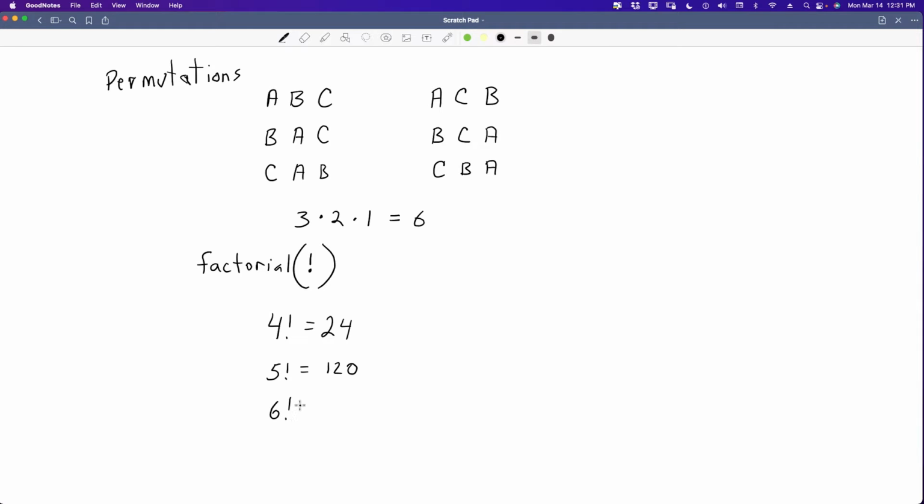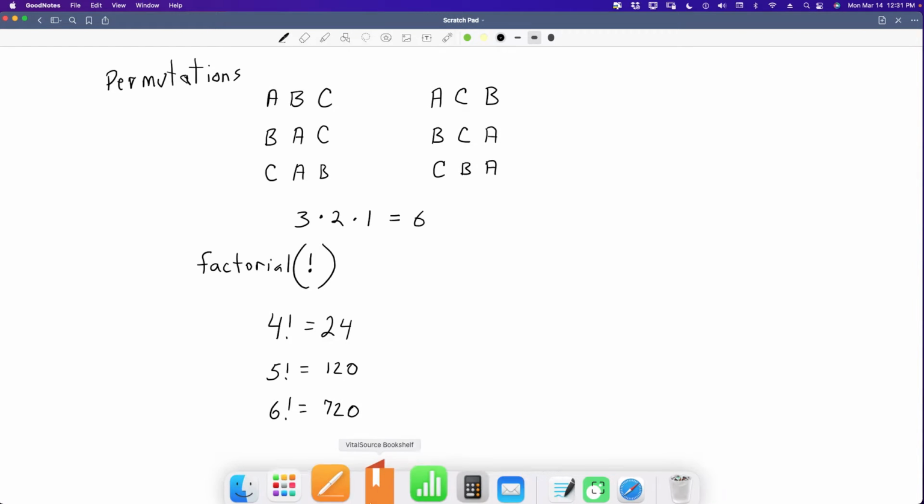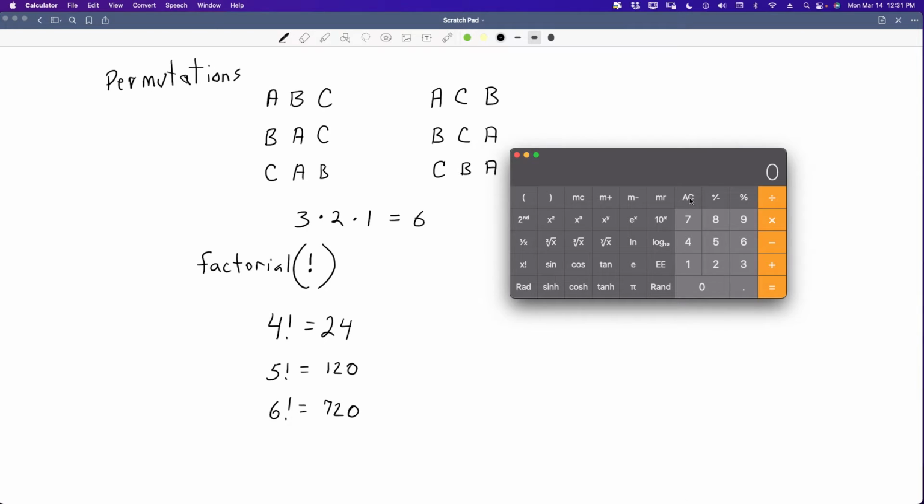6 factorial is going to be 6 times the factorial of 5. So 6 times this would be 720. And we could check that on our calculator. So let's say the factorial of 4, 24. The factorial of 5, 120. The factorial of 6, 720. So you see how that works.